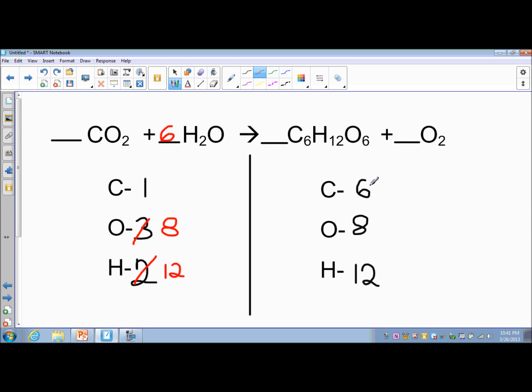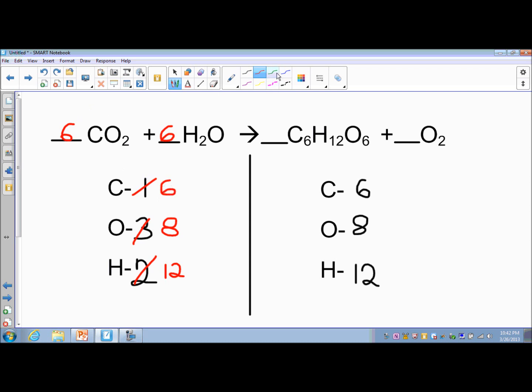Okay, so now I need to figure out a way to match up my carbons. So over here I have 6, so I have a lot more. So I'm not going to change anything on the product side, but what I am going to change is on the reactant side. So what can I put in front of this CO2 to increase my number of carbon atoms to 6? You're right, I'm going to put a 6 here. So when I do that, I need to change my numbers. So now I'm going to have 6 carbons.